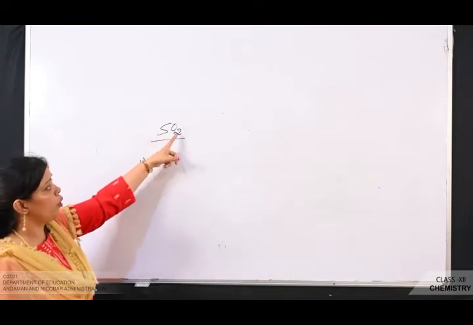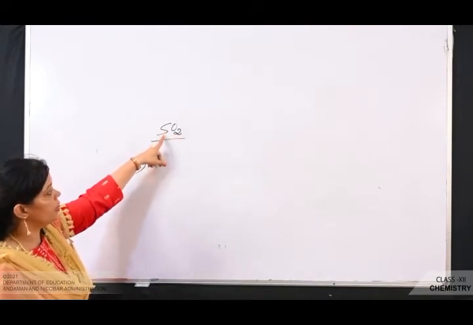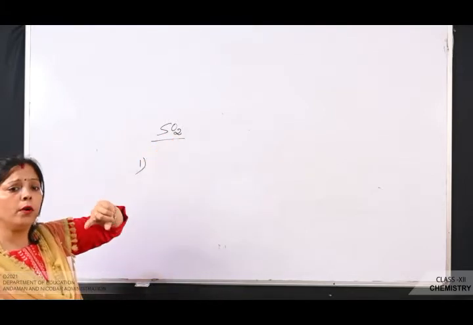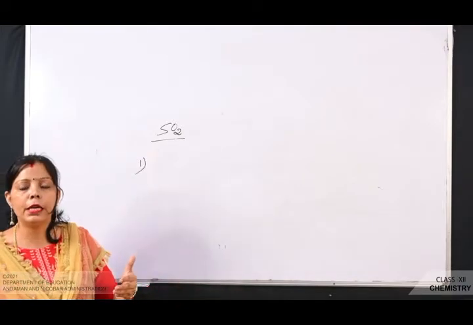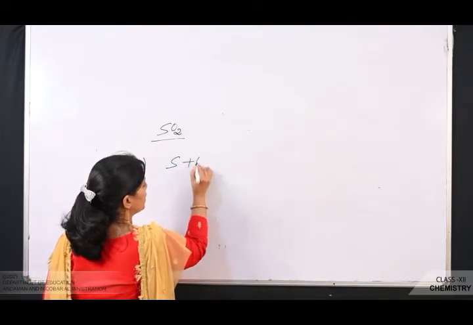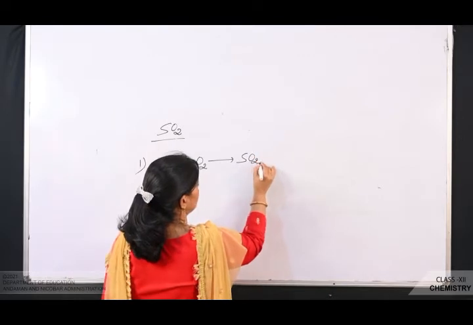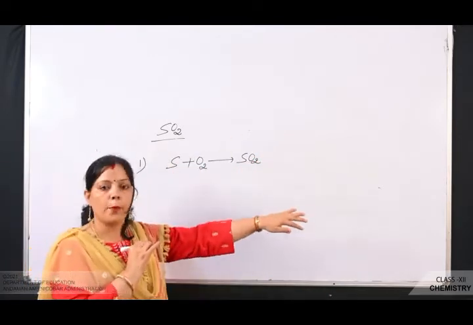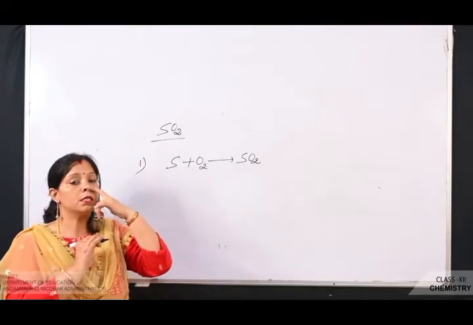From the molecular formula we know that in sulfur dioxide the sulfur is combined with oxygen. So we can easily prepare sulfur dioxide by burning sulfur in oxygen. When sulfur is burned in the presence of air or oxygen, it is converted into sulfur dioxide. It means when sulfur undergoes oxidation, burning in the presence of air, it gives sulfur dioxide.